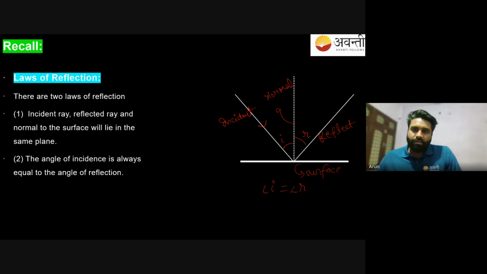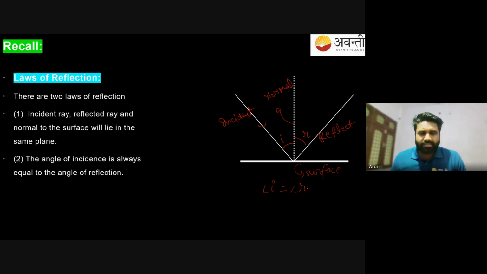So the laws of reflection, we have two laws. First, the incident ray, reflected ray, and normal, all three of them lie in the same plane. The second one is that the angle of incidence is always equal to the angle of reflection. These two laws. This is a very simple law. This is all about the laws of reflection we have.